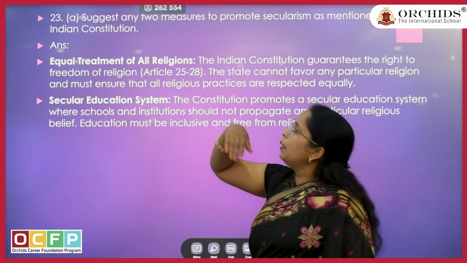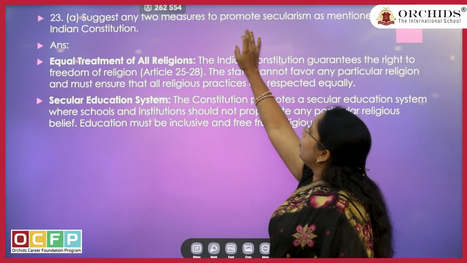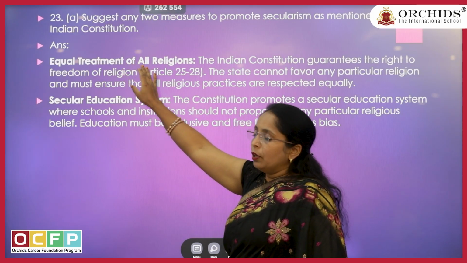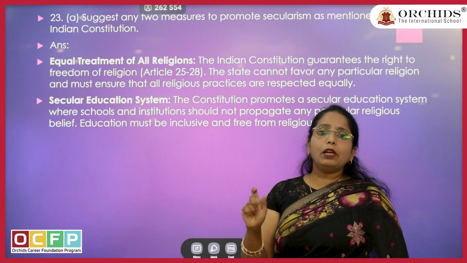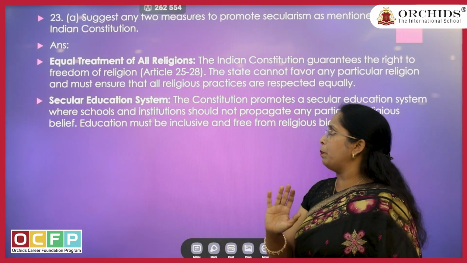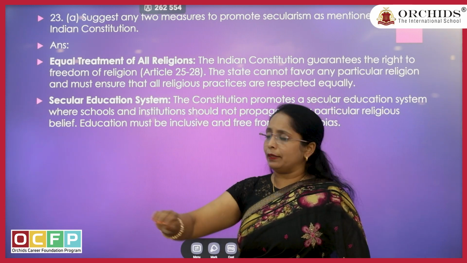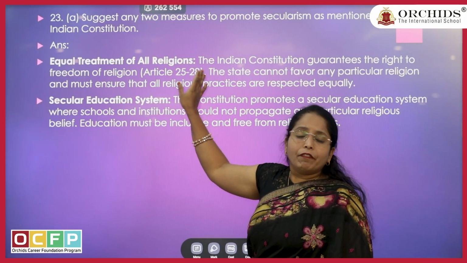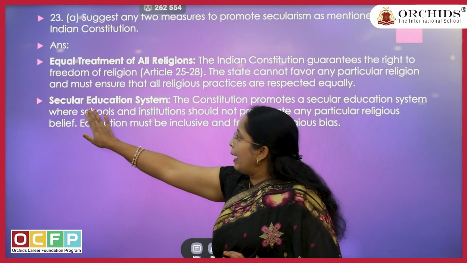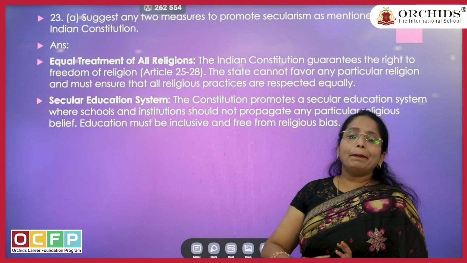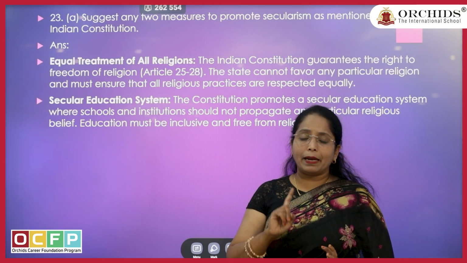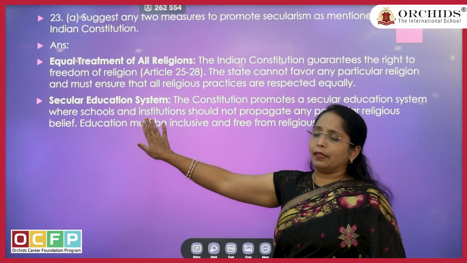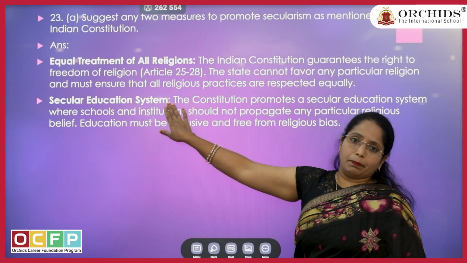Let us go to question number 23. See, suggest any two measures to promote secularism as mentioned in the Indian Constitution. You know what is secularism, right? And that only you have to explain in at least 2 to 3 points. Now, which are the important points to be written? Equal treatment of all the religions. As we know, India is a secular country. We respect all the religions of the country. And secular education system. All the people of different castes should have their independent liberty to educate the children in their particular language and region. That is secular education system.